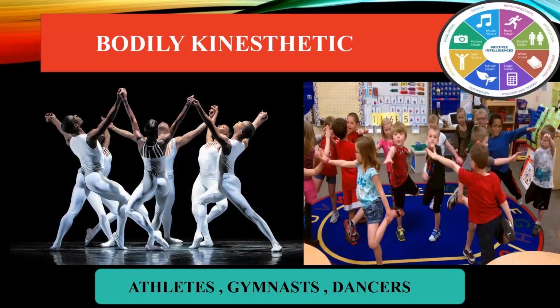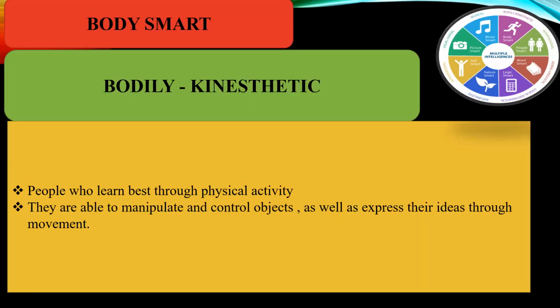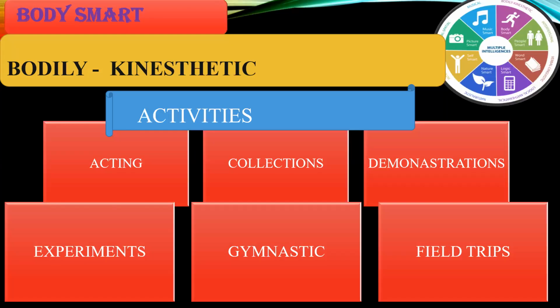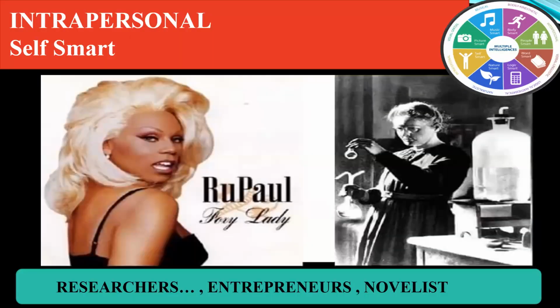Body kinesthetic intelligence people, what they can be: athletes, gymnasts, dancers. People who learn best through physical activity are able to manipulate and control objects, and they express their ideas through movements. So what are the activities you can do with them? Acting, collections, demonstration, experiments, gymnastics, and field trips.